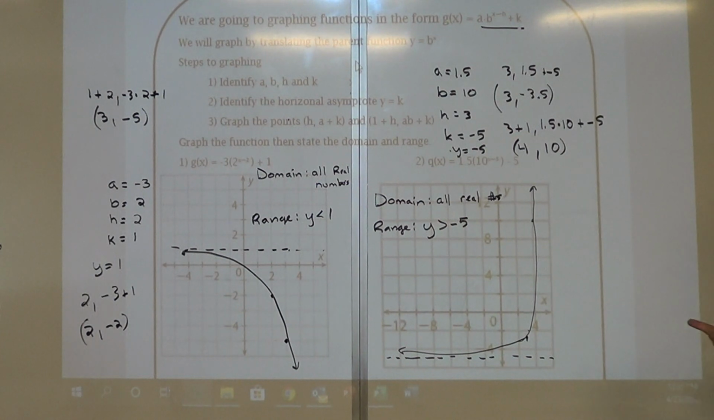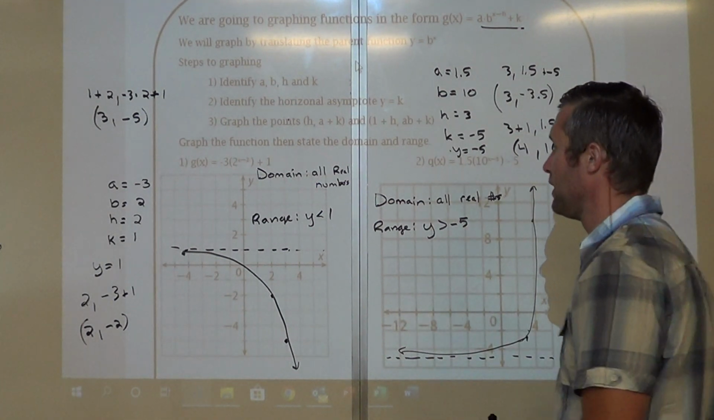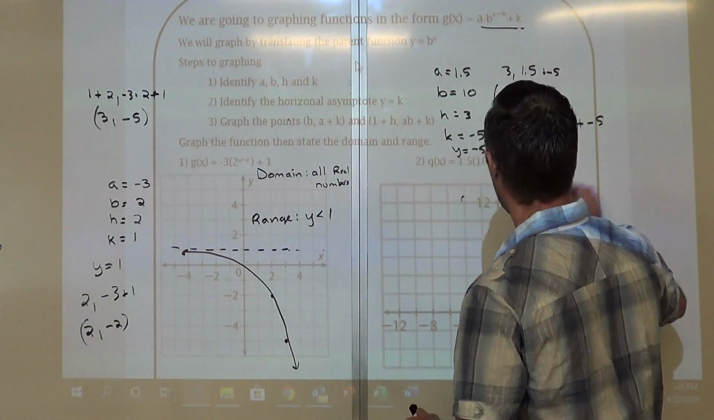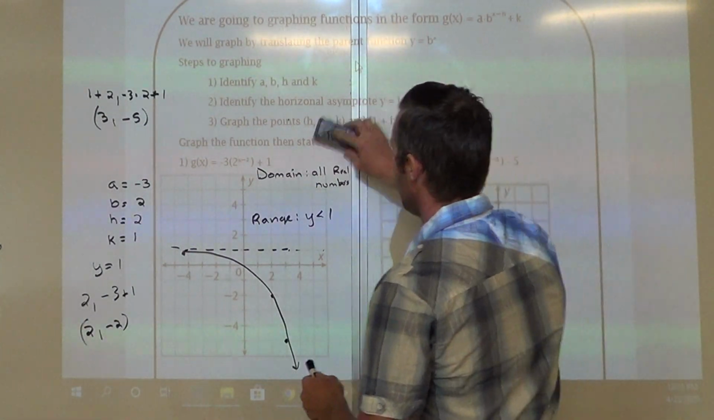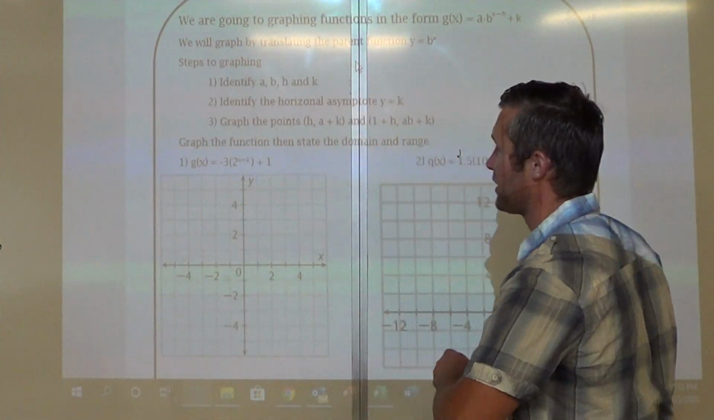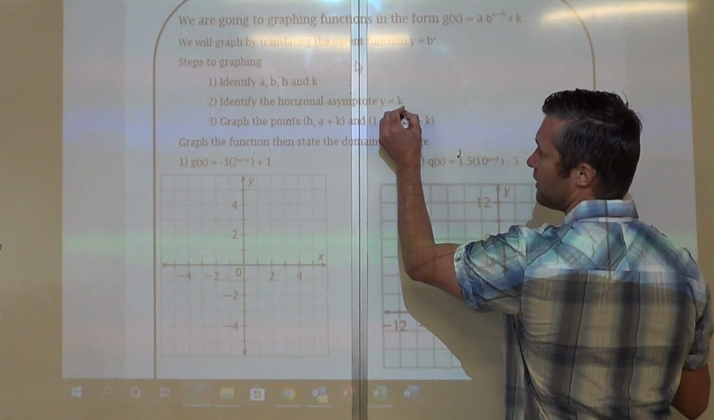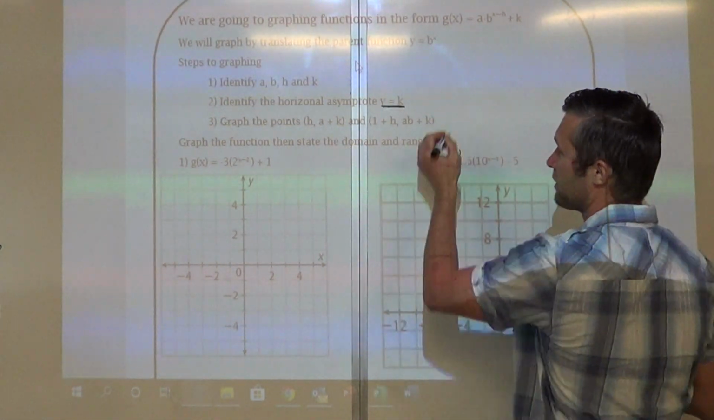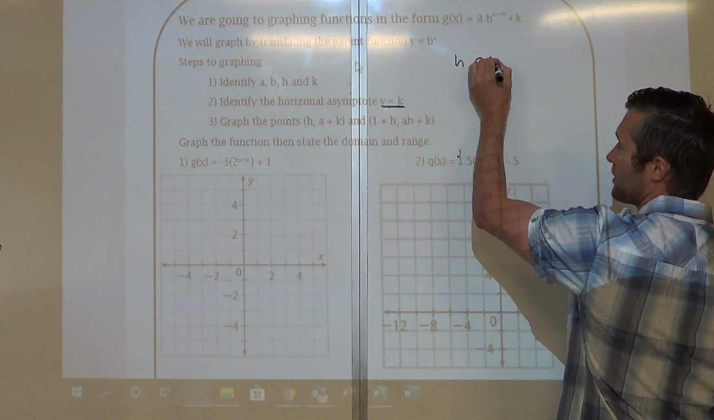As we go through, the first thing we're going to do is graph. The next thing we're going to do is, given a graph, write an equation. What we're going to need for this is just this reference point here. Remember, our asymptote is our k value, and we're going to use this h value and then a plus k.